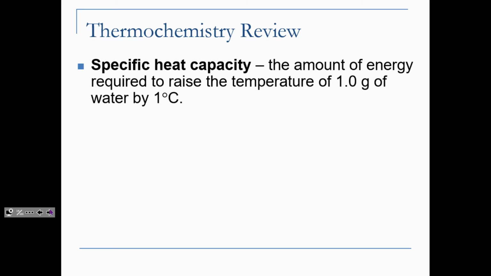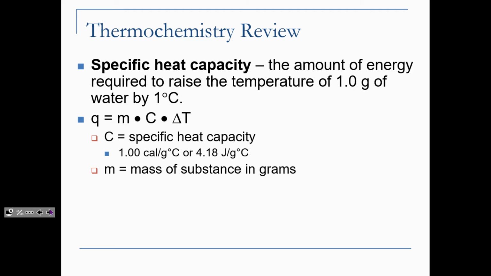Specific heat capacity is the amount of energy required to raise the temperature of 1 gram of a substance, or in this case, water, by 1 degree Celsius. And we learned this equation for heat change: the letter Q, M, C, and delta T. Sometimes we called it MCAT. The letter C stands for the specific heat capacity. And we learned for water specifically, it has a value of 1.00 calories per gram Celsius or 4.18 joules per gram Celsius, depending on what you needed.